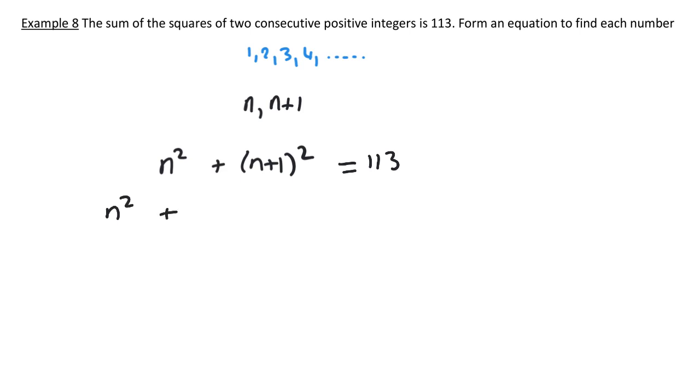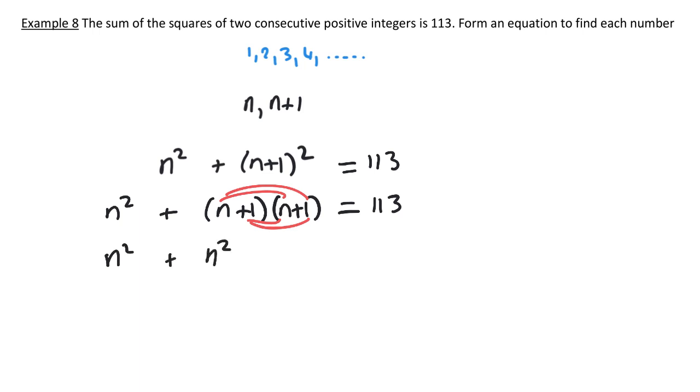So n squared is n squared. (n plus 1) squared, that's a bracket multiplied by itself, so we can write it out twice. And the answer is going to be 113. And then we can expand these double brackets using FOIL. So the first, outer, inner, last. So n times n is n squared. n times the 1 is 1n. Plus another 1n plus 1 equals 113.